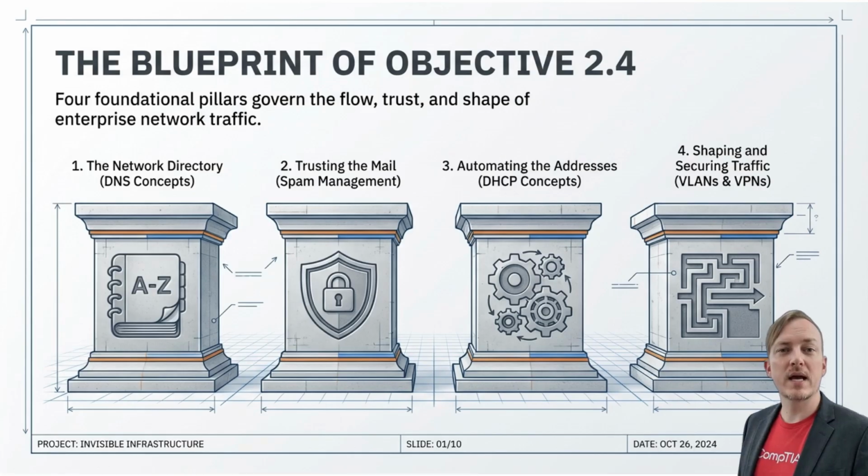To conquer this objective, we are going to look at the four foundational pillars that govern the flow and trust of enterprise network traffic. 1. The network directory, focusing on DNS. 2. Trusting the mail, managing spam. 3. Automating addresses, understanding DHCP. 4. Shaping and securing traffic with VLANs and VPNs.